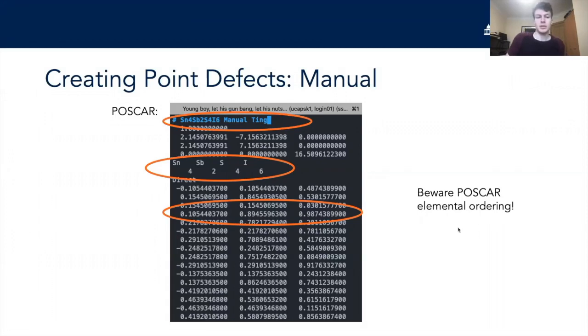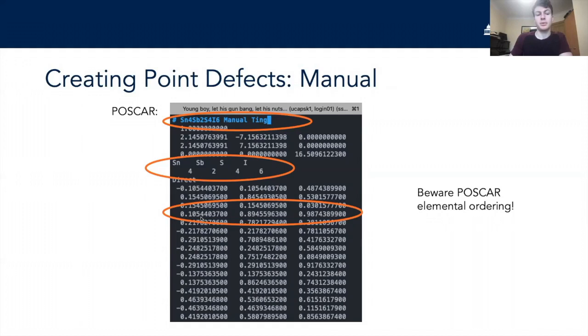And then you need to change the positional coordinates down here. Do be aware that you need to be careful as to which coordinates correspond to which atom. The POSCAR positional ordering corresponds to the order you give here. So the first 4 lines in this case would be the tin atoms, the next 2 would be antimony, and so on. So for a vacancy, it's generally quite simple.